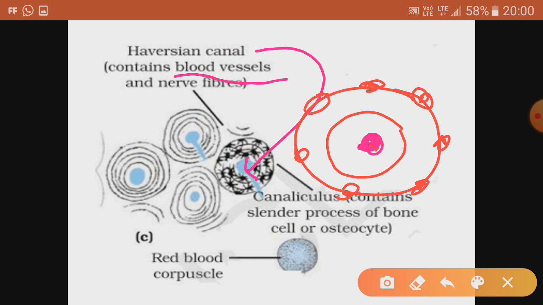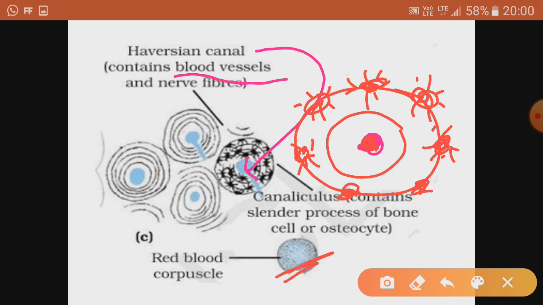And if you see the bone cell, the structure of bone cell is irregular like this. So these are the bone cells. They are present around the Haversian canal in the form of concentric rings. And the Haversian canal has got the supply of blood. So this is the portion where the blood supply is there.